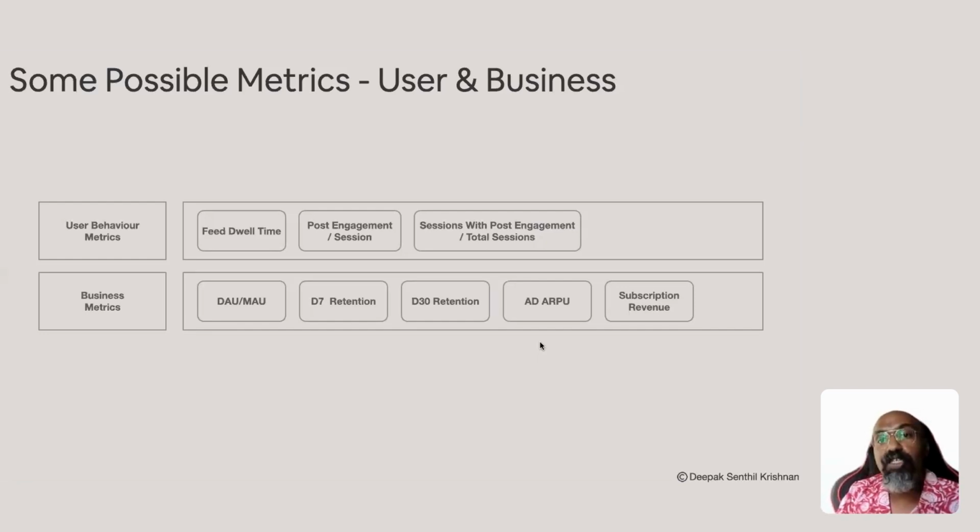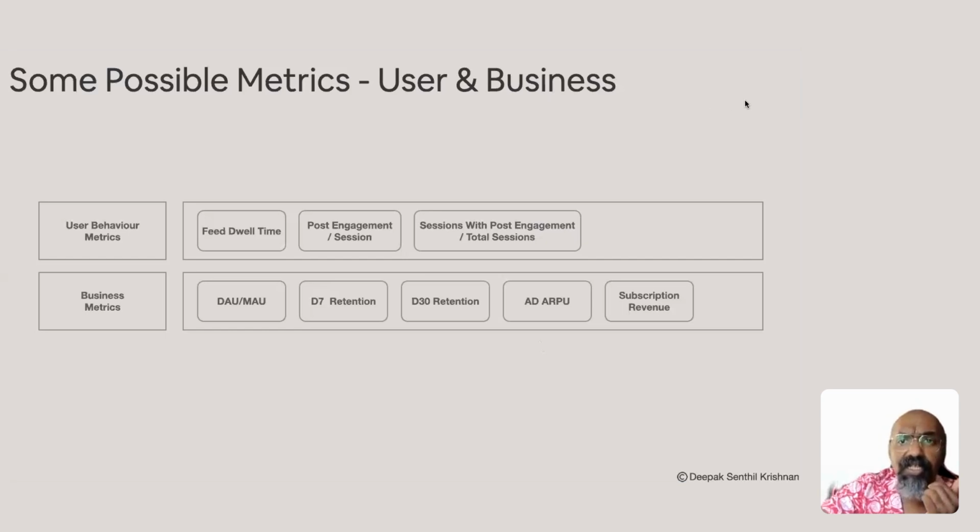The ad RPU is interesting because ultimately in your newsfeed as well, you have ads being stored. So you want to see that, hey, how much ads am I showing? And for the ads that I'm showing, am I able to generate meaningful revenue? And therefore, am I having the fine balance of engagement and ad-driven revenues?